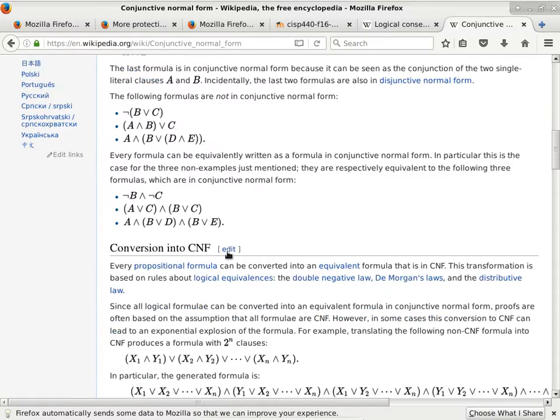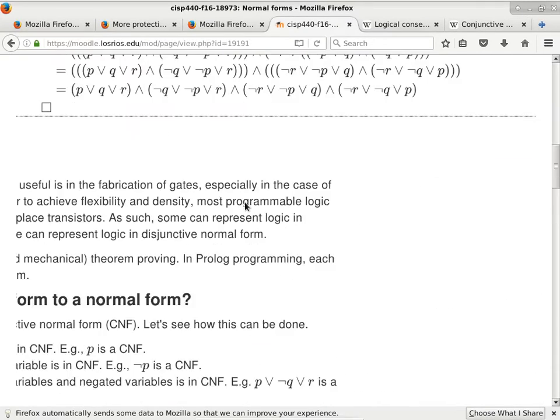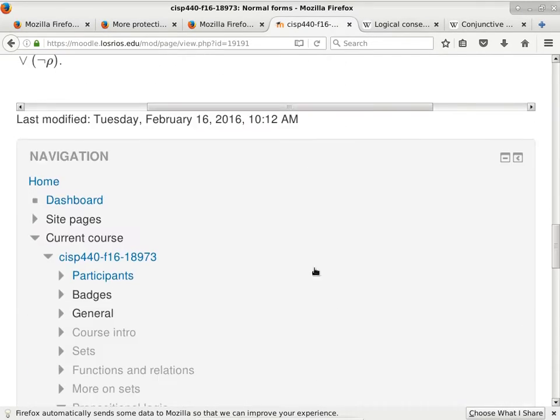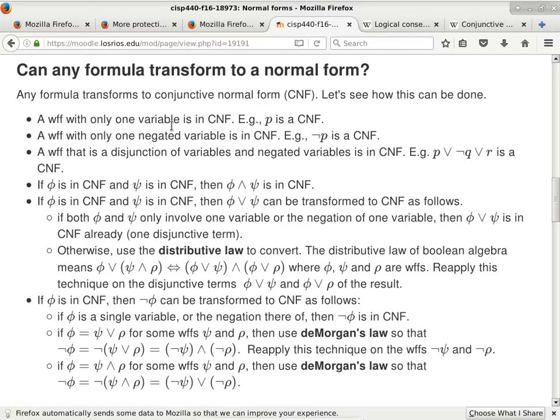In the slide here, elsewhere, they talk about conversion into CNF. I cover that as well in my own notes, because I give you guys a bunch of rules that you can apply to convert something into CNF. So if you just read through this part here, it gives you the basic rules to turn something that is not in CNF into CNF.